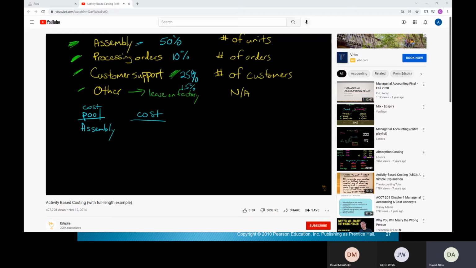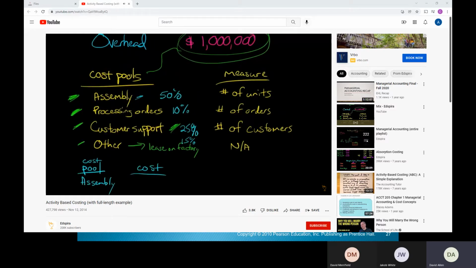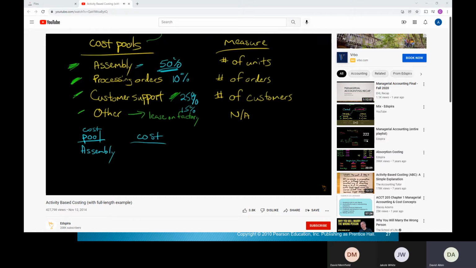So what we do is we say, okay, we've got 50% goes to assembly, and then we've got $1 million. So 50% of $1 million is $500,000, right? So then we take $500,000 and put it here in the assembly, right? That's just saying that of that overhead, that big bucket, we're going to dump it into a smaller bucket here and say, okay, assembly.